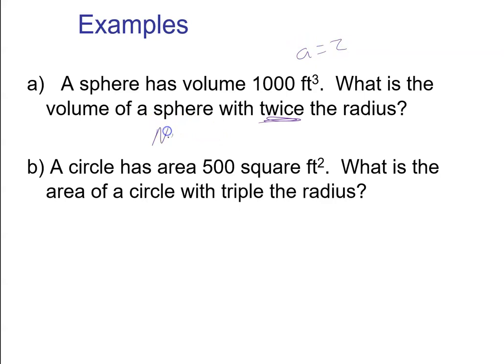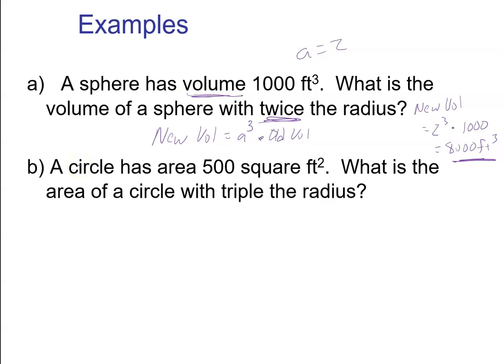So the new volume would be A cubed, because we're talking about volume, times the old volume. A is now 2, so it's going to be 2 cubed times the old volume, 1,000. So that's 8 times 1,000, which gives you 8,000 feet cubed. That's the volume of a sphere with twice the radius. Okay, so again, that's dealing with volume.